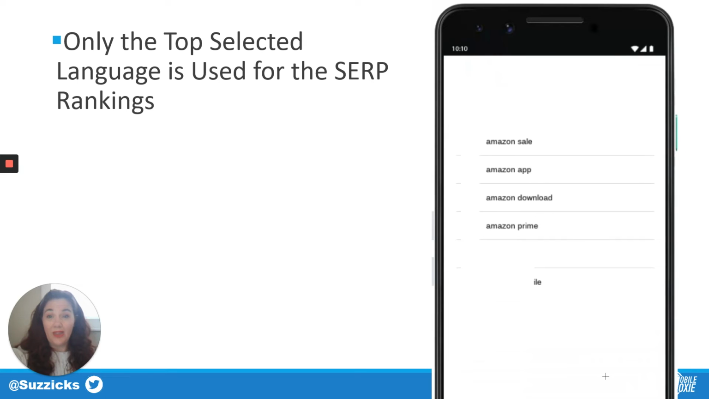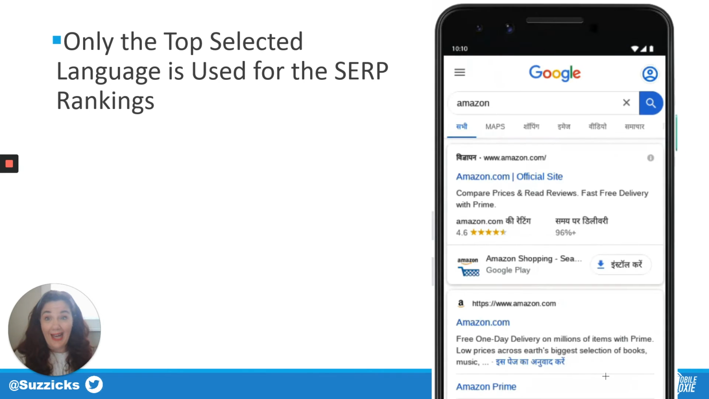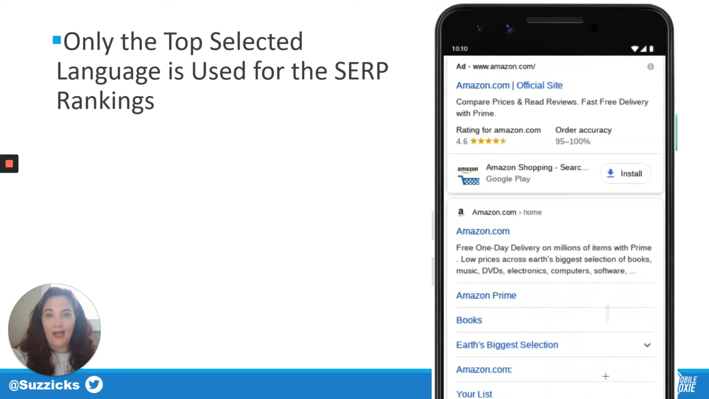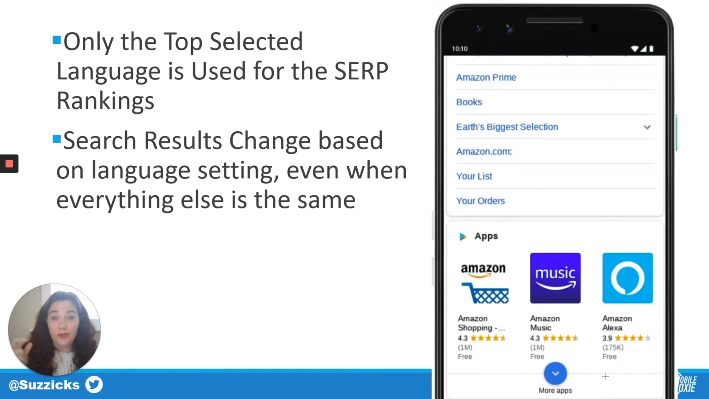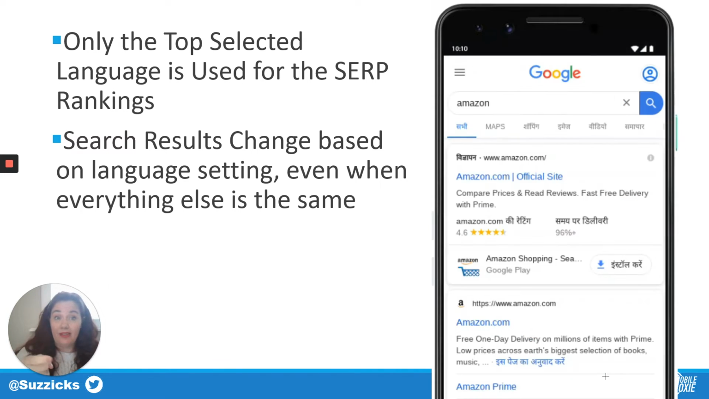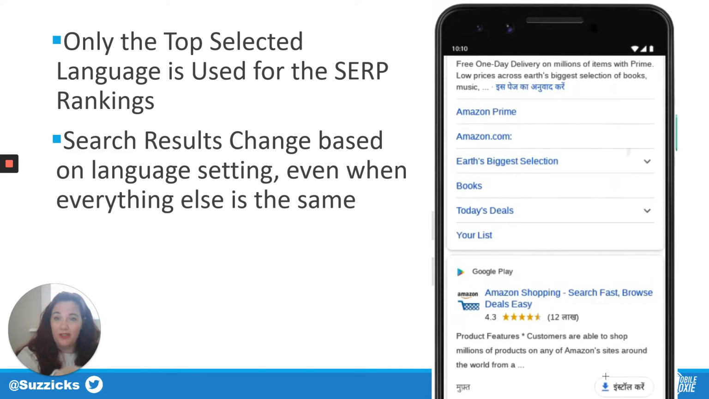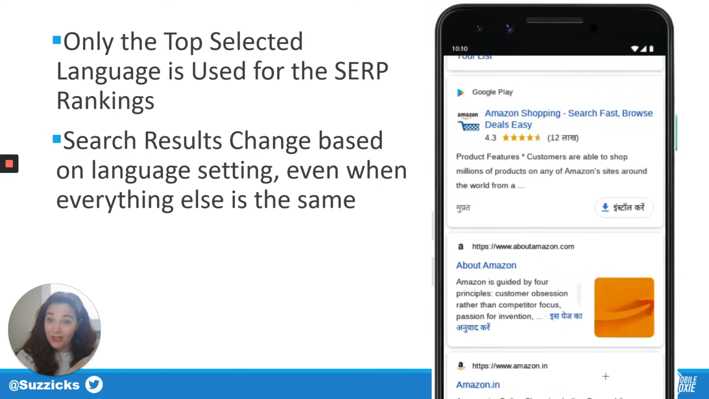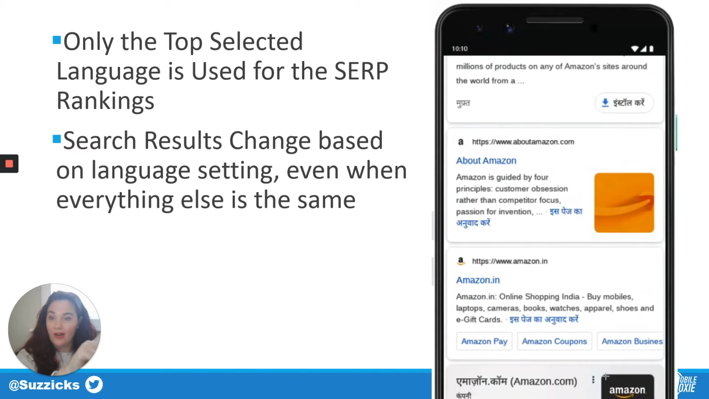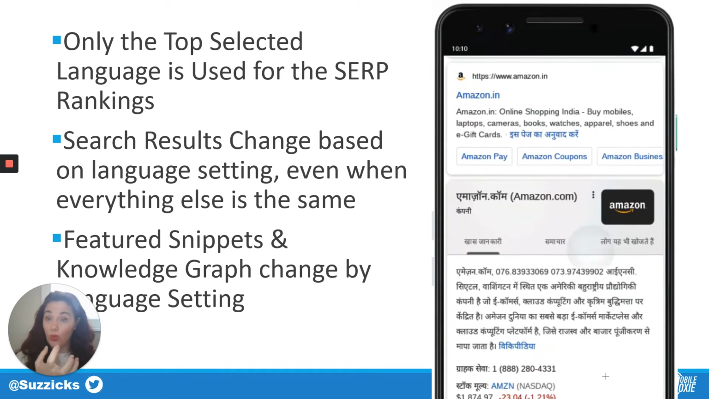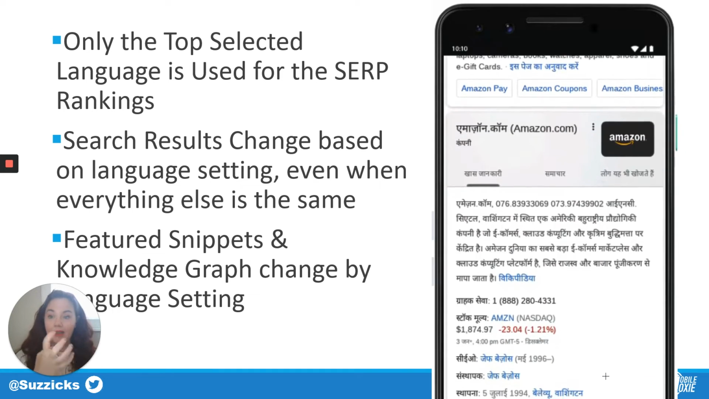And this is important. Only one language can be passed, and it's your top language setting. So even if you select multiple languages, every searcher only gets one language that's going to impact search queries. And search results can change based on that language setting, even when everything else is the same. And you see that for the impact of knowledge graph and from Espresso. So the knowledge graph can also change. It's not just what the knowledge graph says, but the results and the way it's formatted can change. And then featured snippets, what wins the featured snippet, can change based on the language setting.